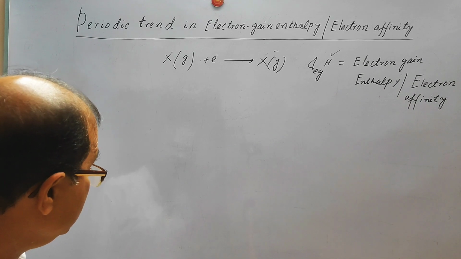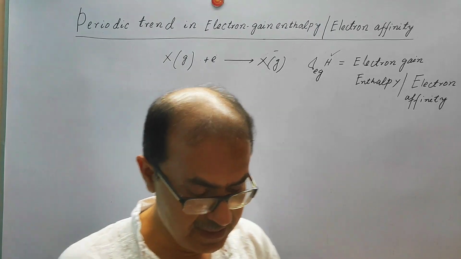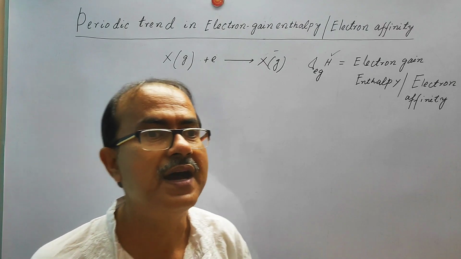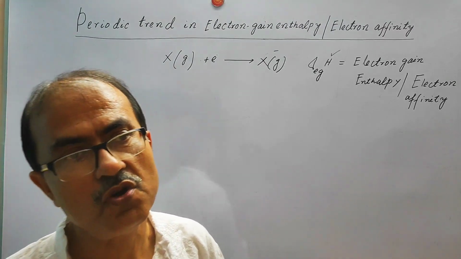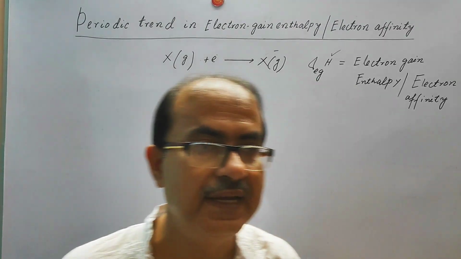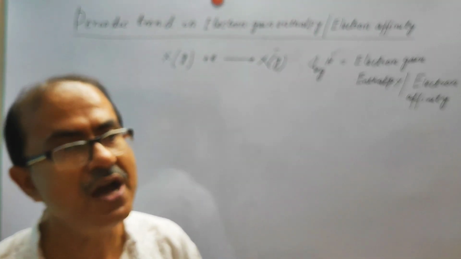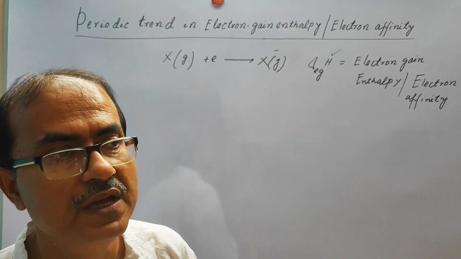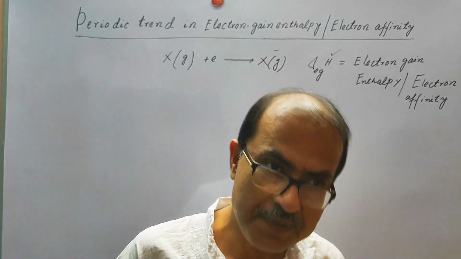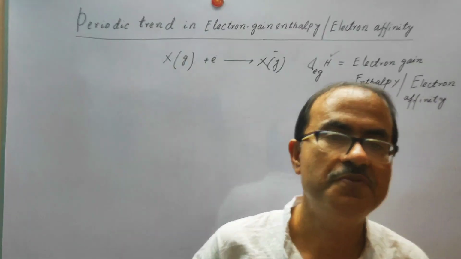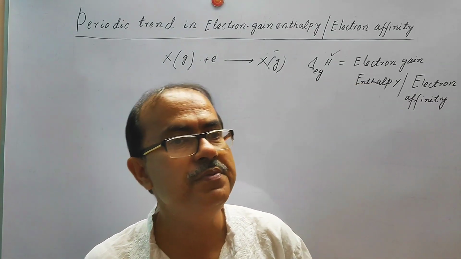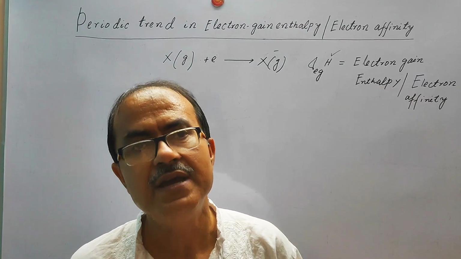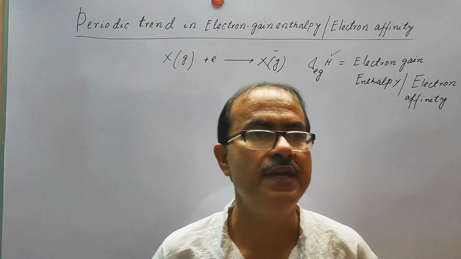This electron gain enthalpy, we can also say it is the tendency of the atom to gain the electron. All the elements will not gain the electron easily, but there are some elements that can easily take up the electron. Depending on the elements, electron gain enthalpy may be negative and it may be positive. In the majority of reactions you will find that there is a negative electron gain enthalpy.